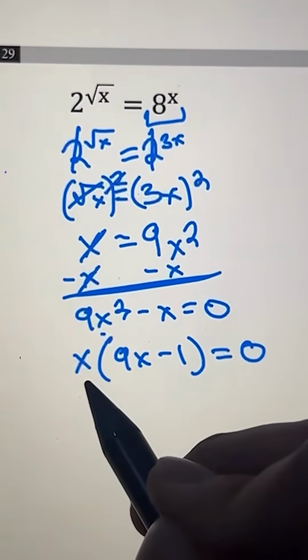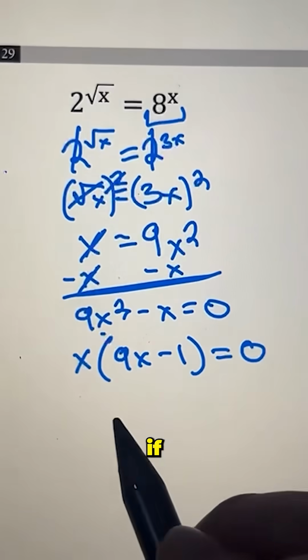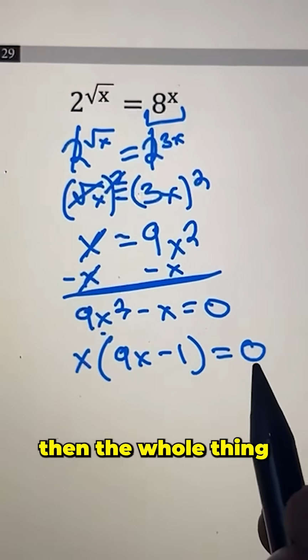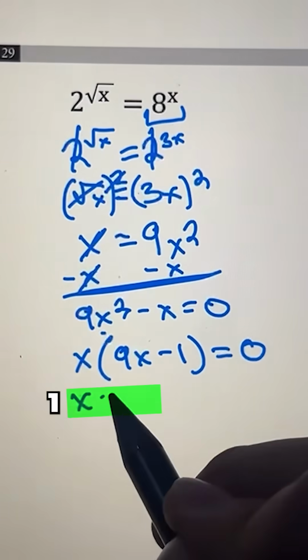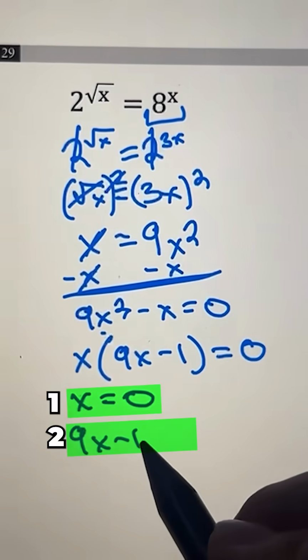And if we have this equation where there's two factors, if one of these factors is equal to 0, then the whole thing is 0 because they're being multiplied by each other. So we have two separate equations. X is equal to 0 and then 9x minus 1 is equal to 0.